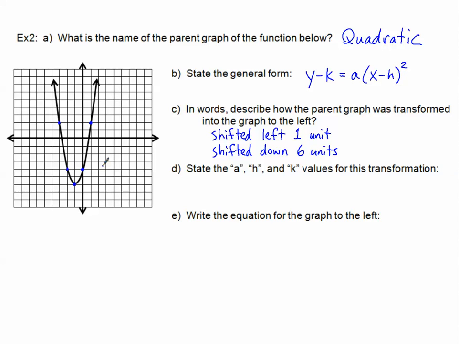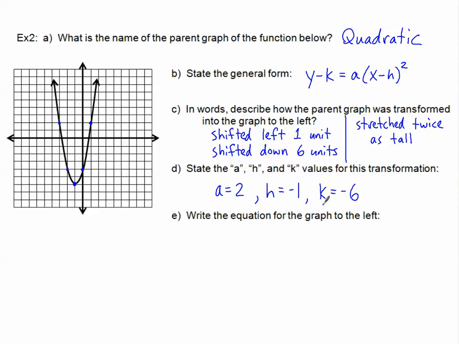So it looks like we have stretched twice as tall as normal. That must mean that the value of a is not 1, but 2. We know that the value of h, because we shifted to the left 1, is negative 1. And we know that the value of k, because we shifted down 6, is negative 6. But finding the value of a is important, by finding all the other outputs, and they were all twice as tall as normal. So let's write the equation.